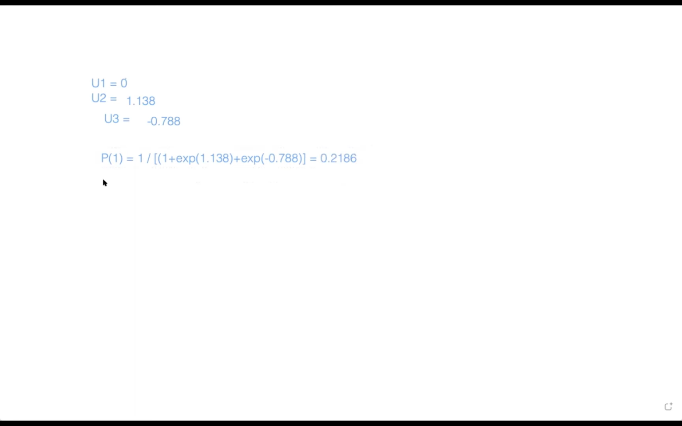Likewise, we could determine the probability of an individual selecting route 2. That's just going to be the exponential of 1.138 divided by that same denominator. So 1 plus the exponential of 1.138 plus the exponential of negative 0.788.